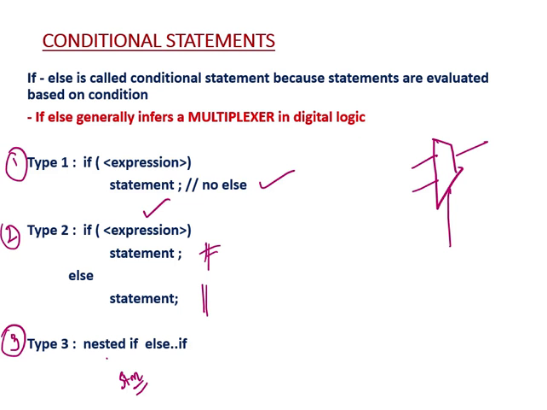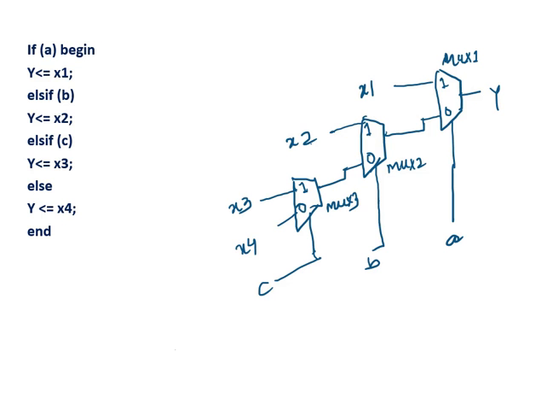Let me explain what this line means: if-else generally enforces a multiplexer in digital logic. Here is a piece of code. If a, begin y equal to x1. This is Verilog code, so what does it mean? How does your simulator or your synthesis tool understand this piece of code?